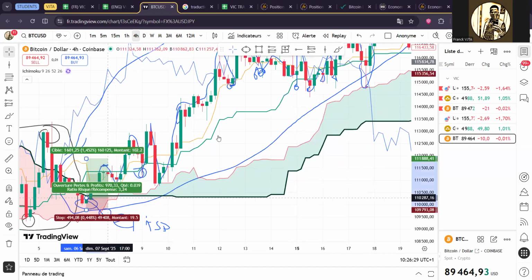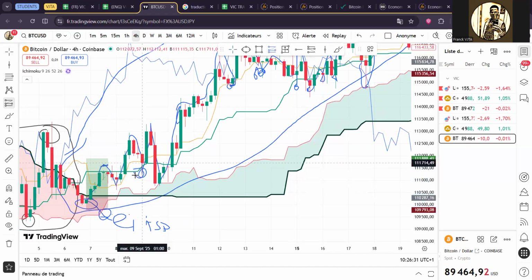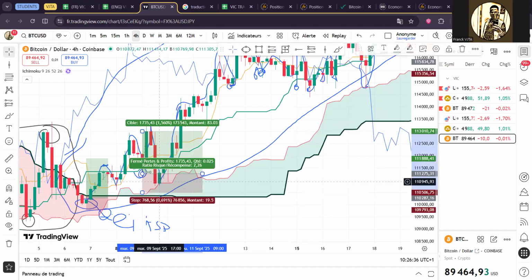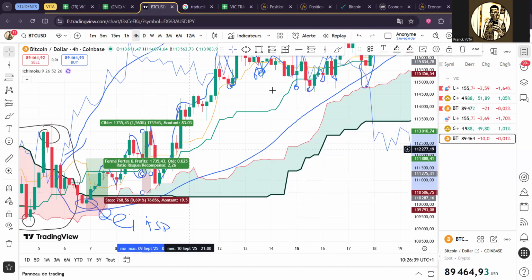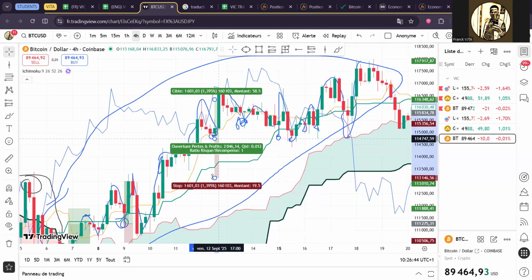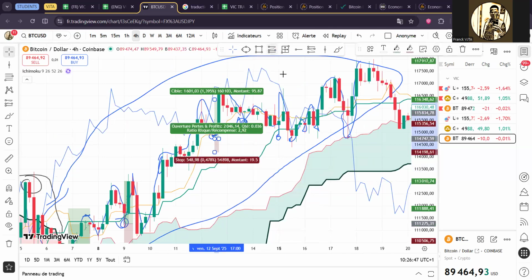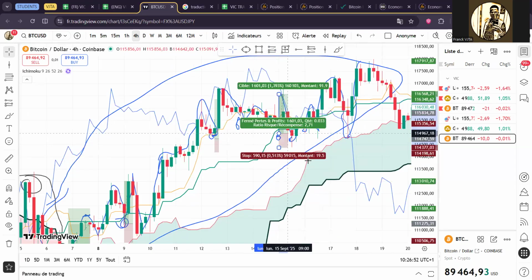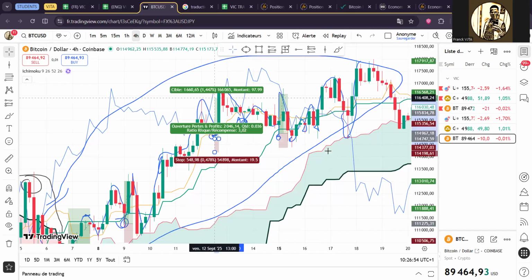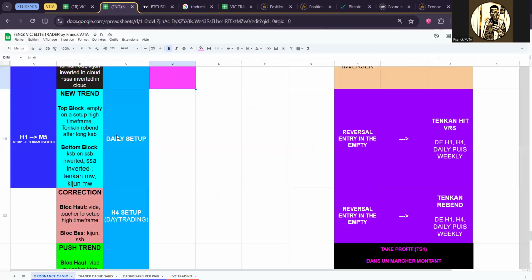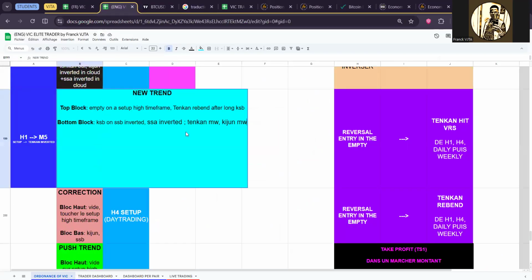Now, the next ones, when you want to enter more, will be on these Kijuns, on these Tenkans, on these other Kijuns also. You have all of your bottom points of entry throughout the whole movement to the upside. That's a little bit the idea of it. I just wanted to show you the Kijun MW.